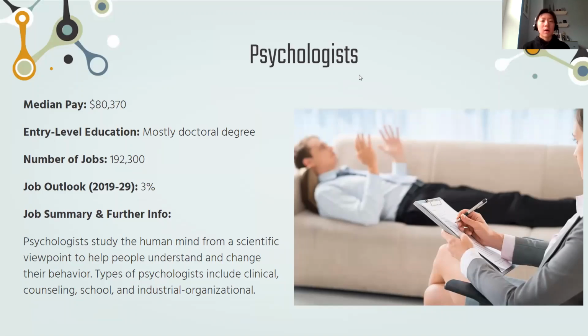Okay, so next we have anthropologists and archaeologists. They have a median pay of 63,000, an entry-level education of a master's degree, and 88,000 jobs available right now. The job outlook is about 5%. Anthropologists study people and primates such as chimps, researching their cultural, physical, and social development over time. On the other hand, archaeologists investigate history by finding and studying the remains and objects a society leaves behind.